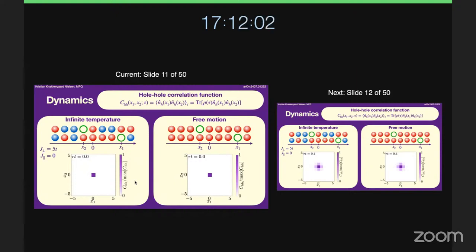And then I'll compare that to the free motion of these two holes, which, for example, happens in this kind of experiment. So the initial dynamics looks very much like the ballistic behavior seen for the free motion case. But you can already maybe start to see some deviations here.